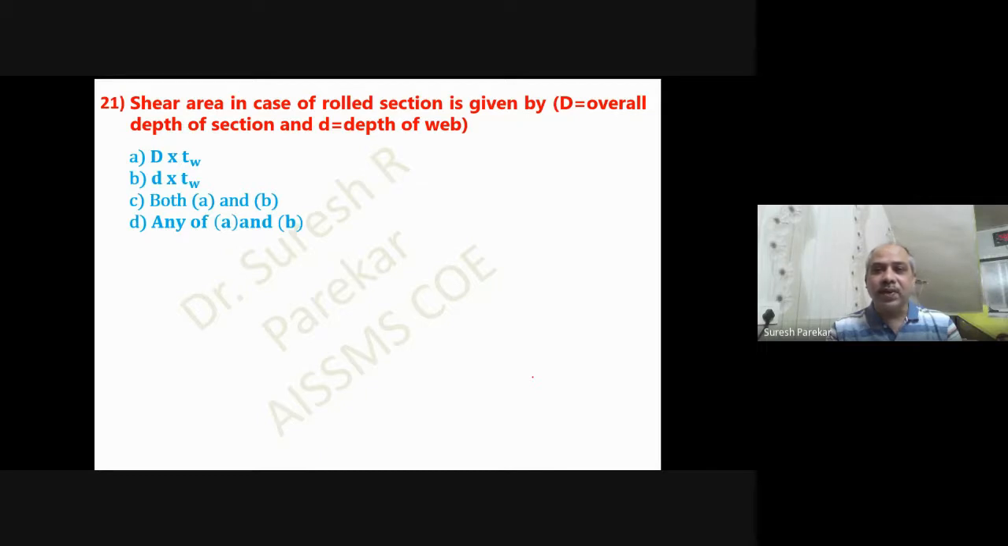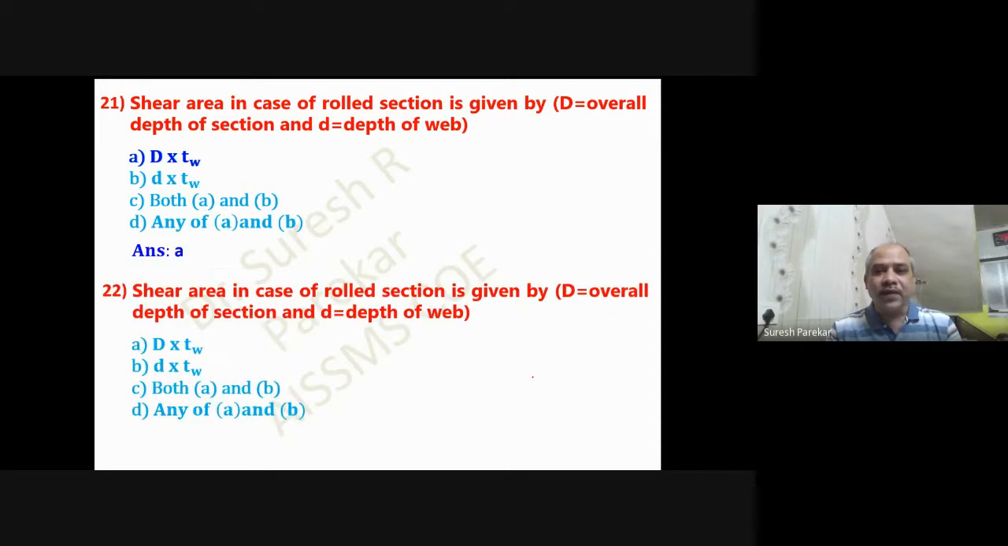Shear area in case of rolled section is given by overall depth into thickness of web, so we have option A. But here we have welded section, so if we go for welded section, then there is a change, and that value is depth of web into thickness of web.